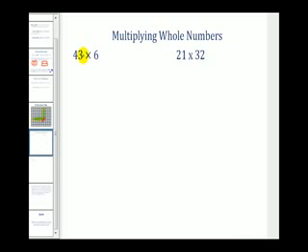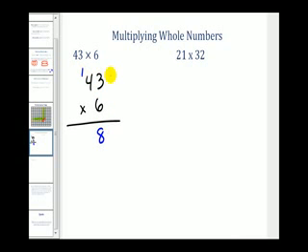If we want to find the product of 43 and 6, we're first going to write this in vertical form. And now we're going to multiply the 6 by the 3. Well, 6 times 3 would be 18. So we'll write down the 8 in the ones column and carry a 1 over to the tens column. Now we're going to multiply the 6 times the 4. Well, 6 times 4 is 24, but then we have to add this 1, so we'll have 25. So 43 times 6 is equal to 258.